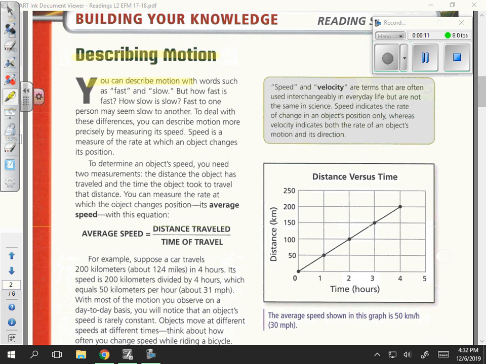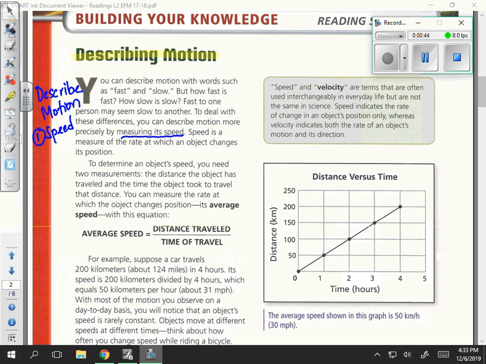You can describe motion with words such as fast and slow, but how fast is fast? How slow is slow? Fast to one person may seem slow to another. To deal with these differences, you can describe motion more precisely by measuring its speed. Speed is the measure of the rate at which an object changes its position. So in this paragraph, it's actually giving you one way to describe motion: by measuring its speed.